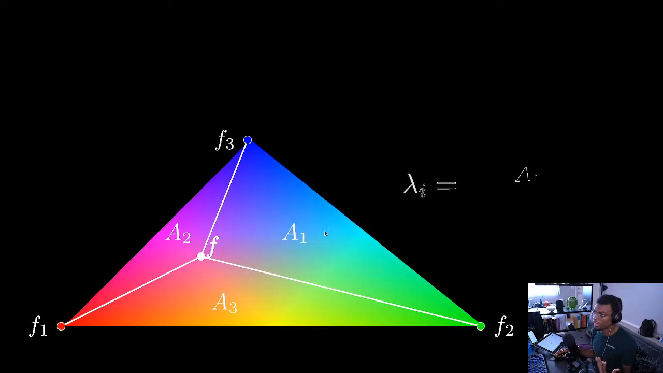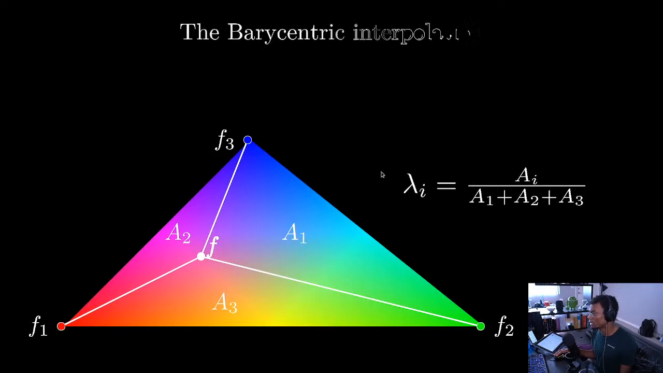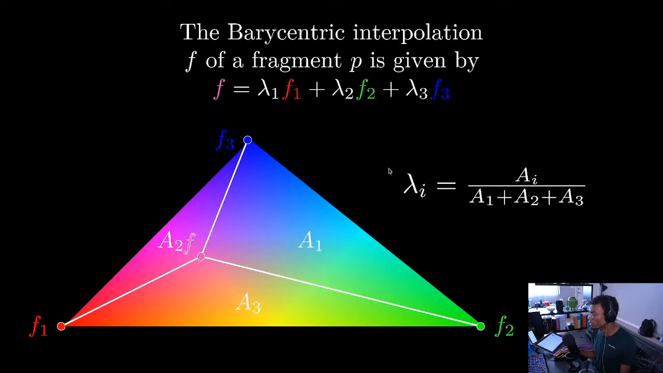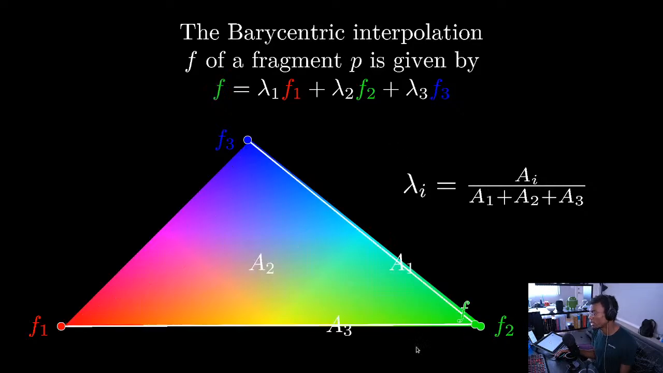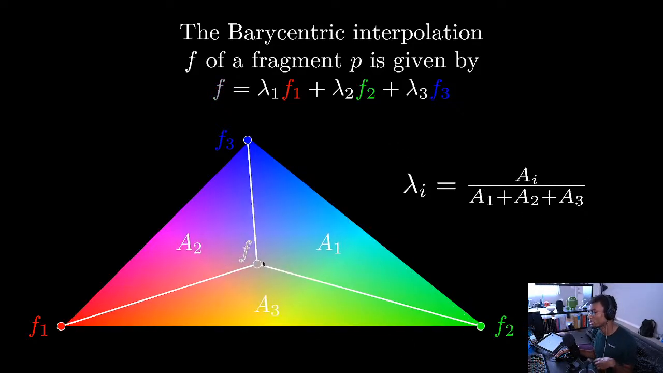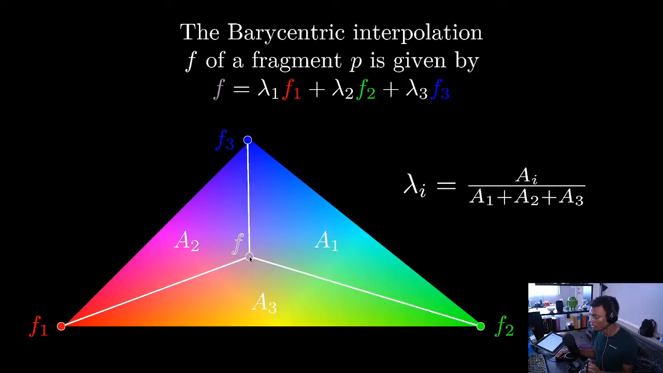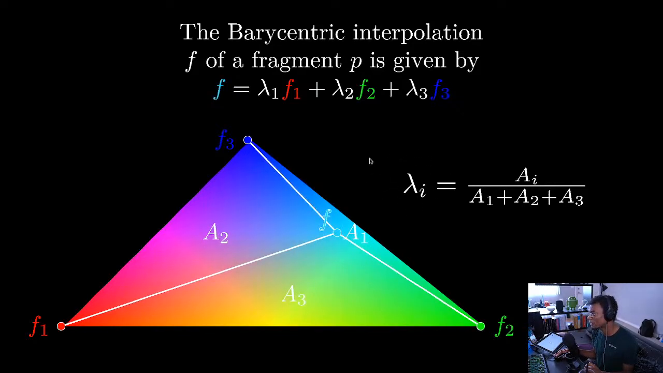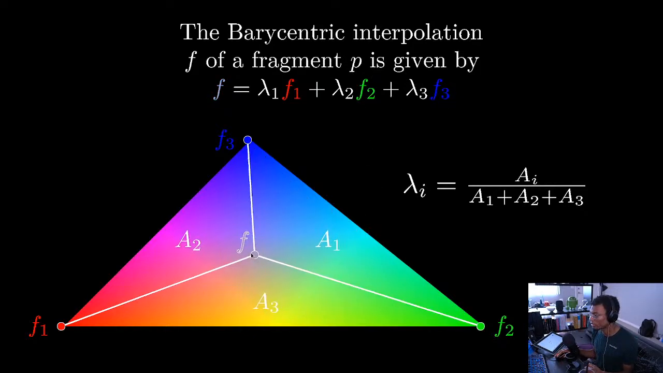Then we compute these lambdas. Each of these lambdas is the fraction of the area of the triangle opposite each vertex relative to the entire area of the triangle. So you compute each of these lambda i's. Then the color of the fragment is this weighted sum: lambda 1 times f1 plus lambda 2 times f2 plus lambda 3 times f3. So that's what OpenGL is doing in the background.